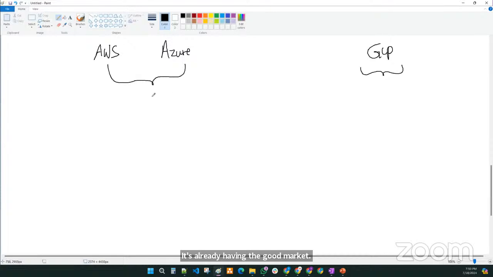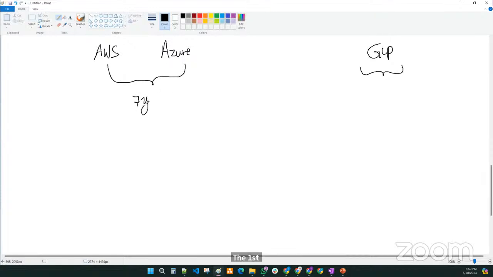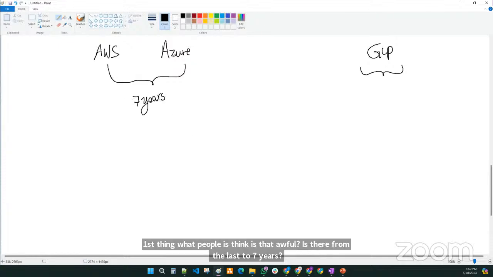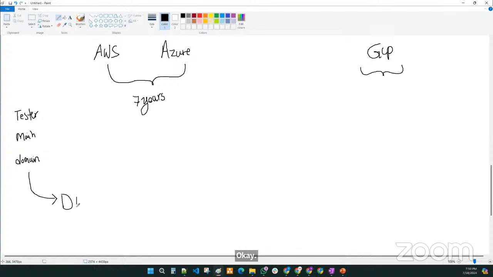The first thing people think is that AWS and Azure have been there for the last 7 years. People already know about AWS and Azure. There are some testers, some mainframe developers, people coming from different domains, and they want to enter into data engineering.